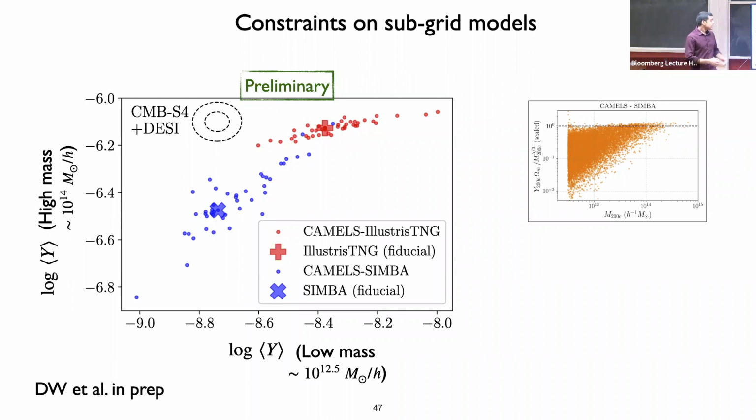And then we tried to include some of the forecasts that were made using CMB-S4 parameters and a galaxy survey called DESI. You can see that it will constrain a lot of this parameter space. So it is interesting that these upcoming surveys can give a lot of insights into these different feedback prescriptions that these simulations use.